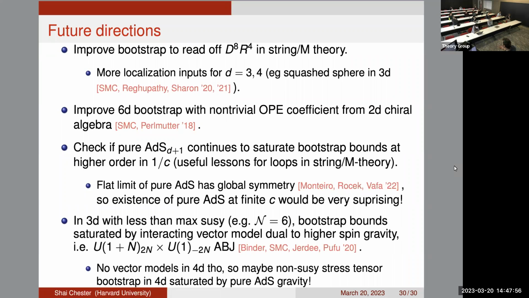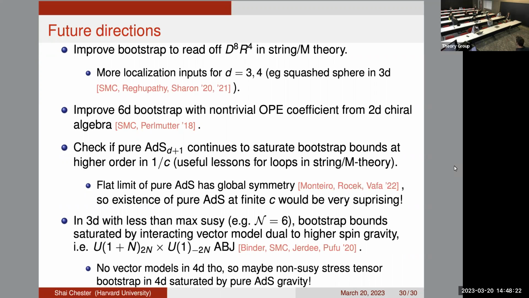And so whereas in 3D there was the possibility of something other than Einstein gravity saturating the bound, in 4D I don't even know of something else that would saturate the bound, even once you get rid of supersymmetry. And that's why I conjecture that if one were to do the numerical bootstrap of the stress tensor correlator in 4D, even without supersymmetry, the thing that would saturate the bound in the large C regime would be pure gravity without supersymmetry.